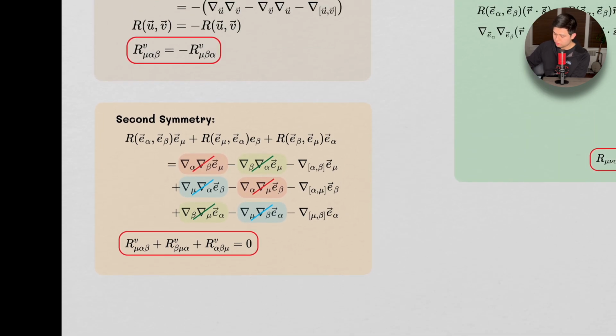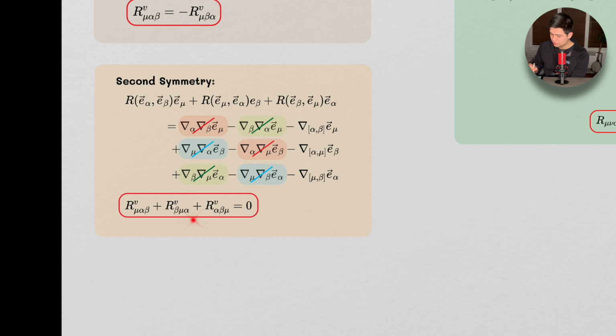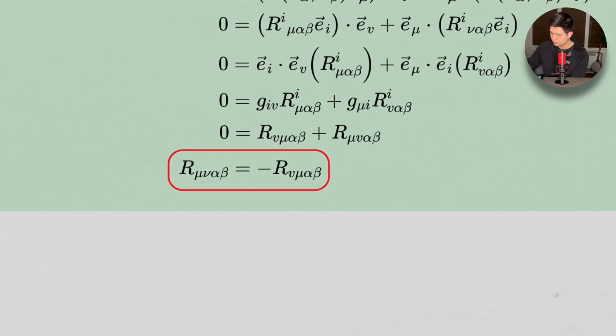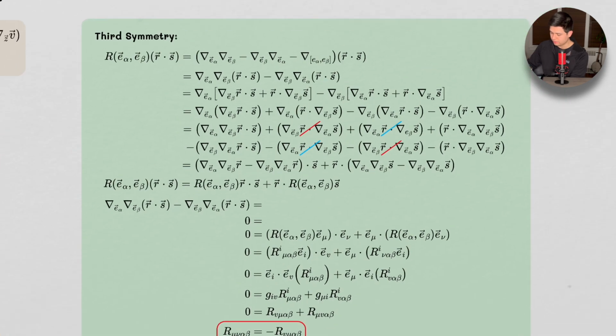So the two relationships that we have now are anti-symmetric in the first two indices. We have this symmetry in the last three indices. Now let's take a look at the last two indices, right? So the idea here is that, because we're going to come to this point, right? But before we do that, let's get started.